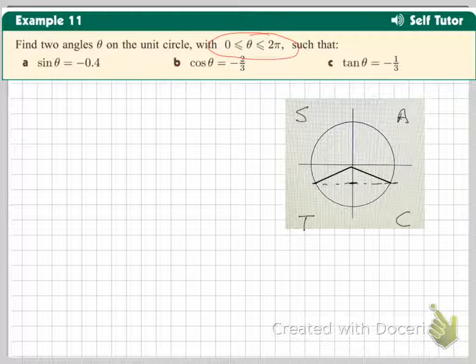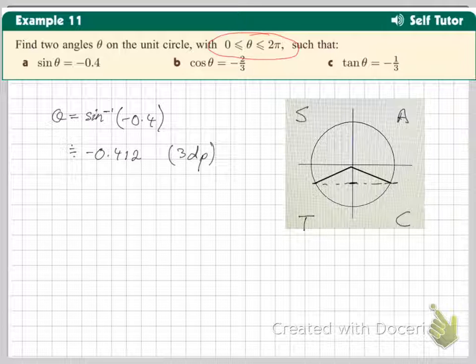Okay, now we get our first angle, or what we're going to call the working angle, by using the calculator, and that's where we get theta. We use the inverse sine function, sometimes called the arc sine, and from the calculator we get the angle minus 0.412 rounded to 3 decimal places. Now that angle, that's in here, minus 0.412 radians. Now that doesn't fit within the domain that we want.